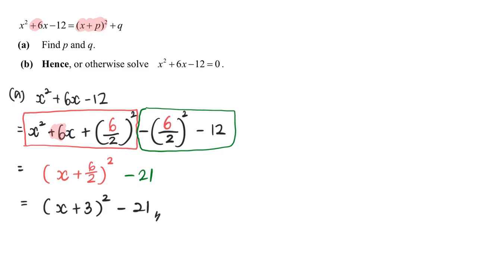Alright, and therefore find P and Q. If I compare P and Q, I would then be able to write P is equal to 3, Q is equal to negative 21.